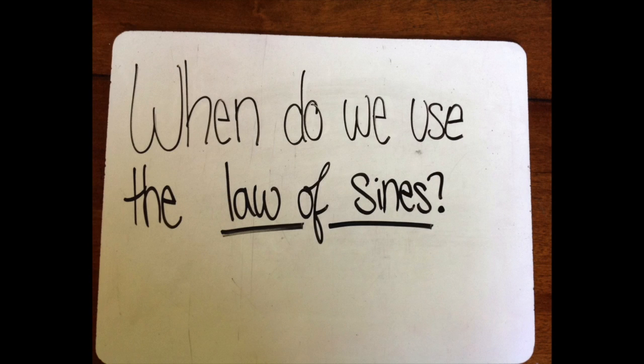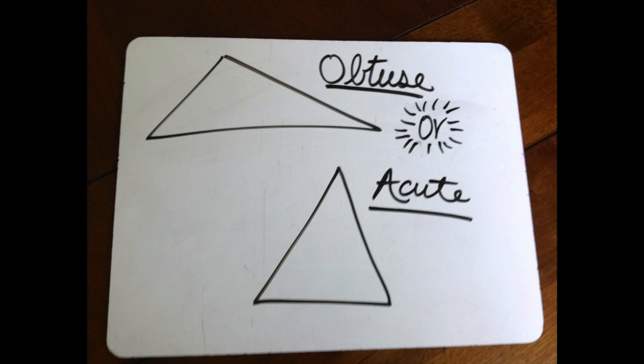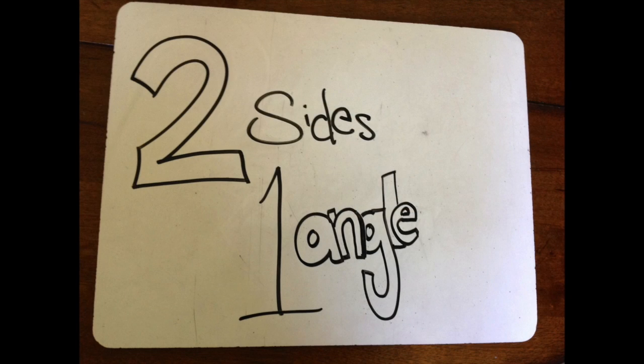But when do we even use the law of sines? Well, the law of sines can be used when you have either an obtuse or acute triangle, where two of the side lengths are known and one of the angle measurements is known. However, the angle measurement must be directly opposite from one of the known side lengths.